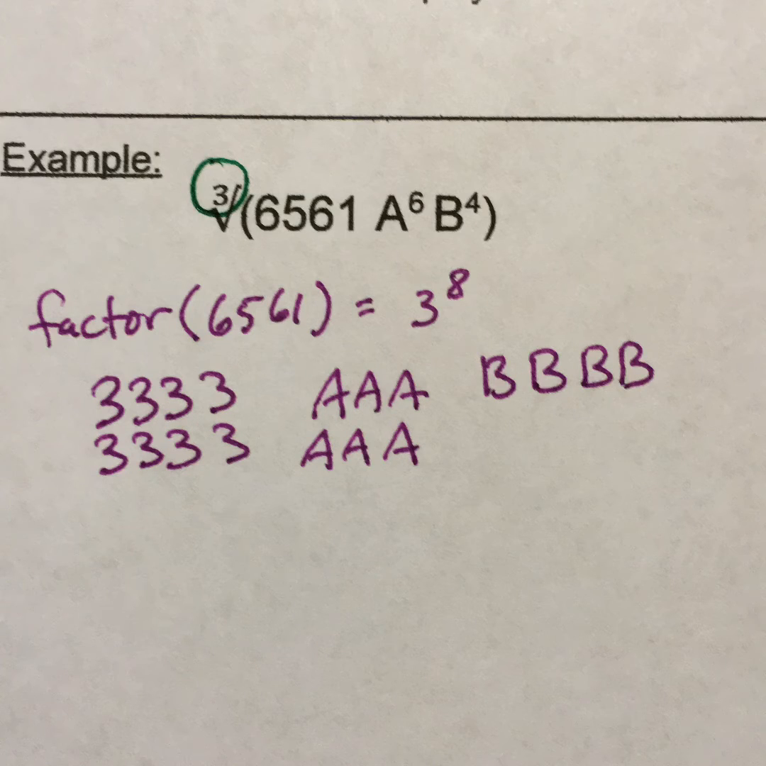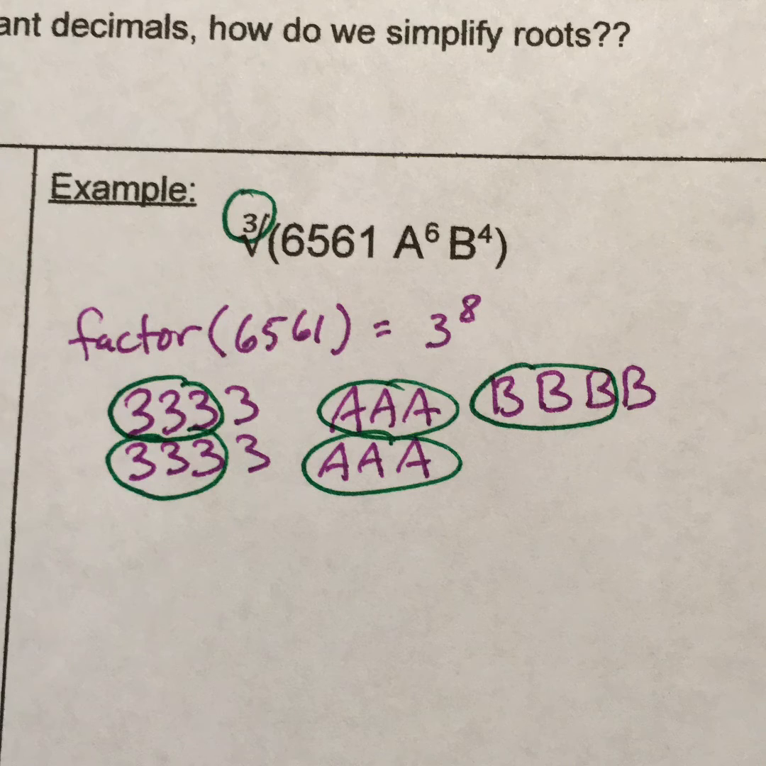In our example, you can see the number 3 indicating this is a cube root, and that I will now be creating groups of 3 of a kind from all of the numbers and letters that I have. The end result looks like this. I have 2 sets of 3 threes, 2 sets of 3 a's, and 1 set of 3 b's.